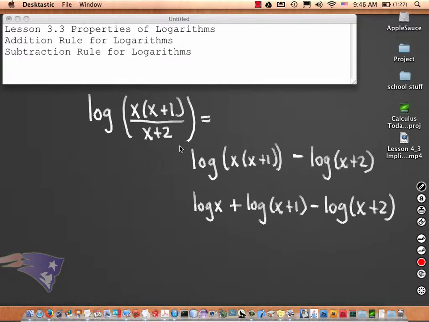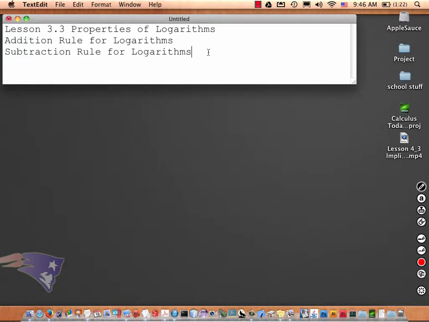Okay? So far we've done two rules. We've done an addition, a subtraction, and I cheated. I showed you a power rule. I'll do that now. I'll do the power rule now. So now we'll do the power rule for logarithms.